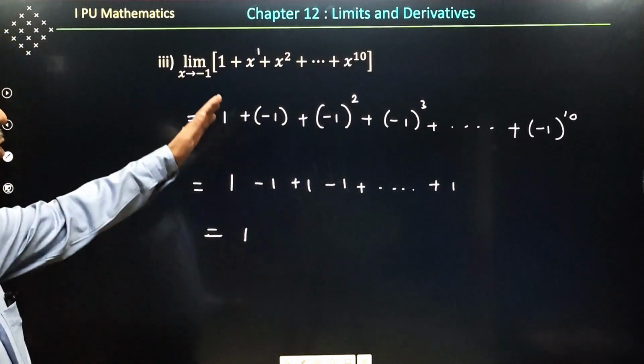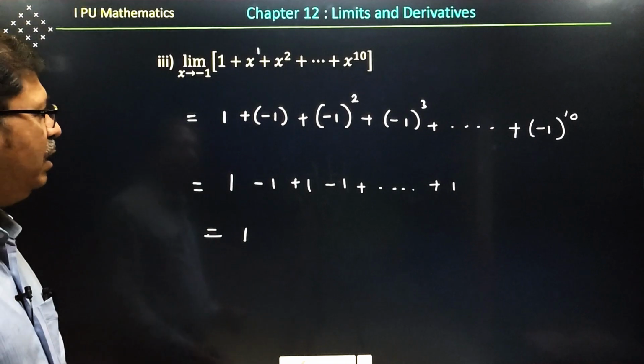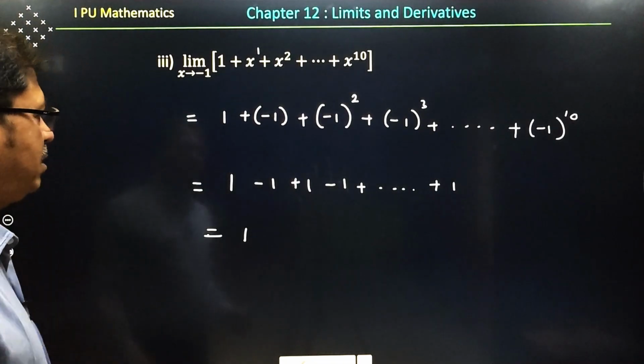Otherwise, you can write all the intermediate terms and then calculate in that manner also. But that is not necessary. Directly also you can evaluate like this here.